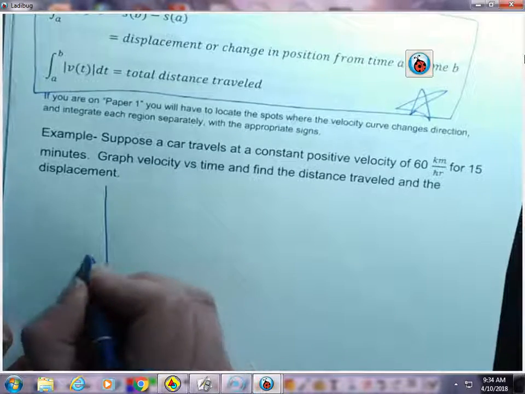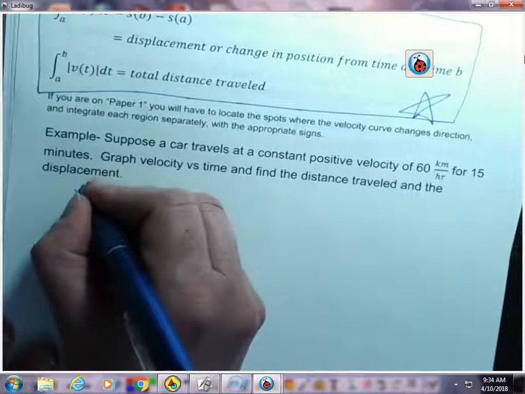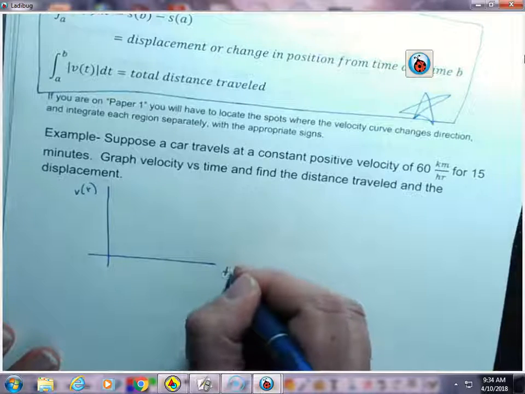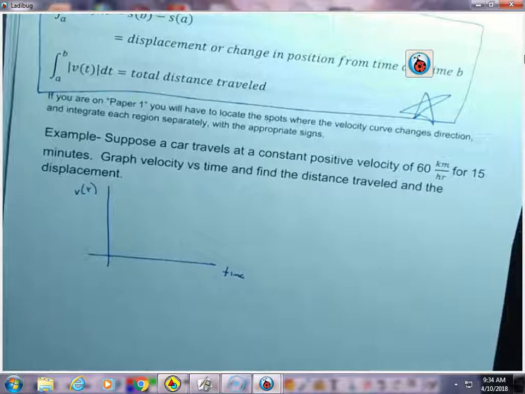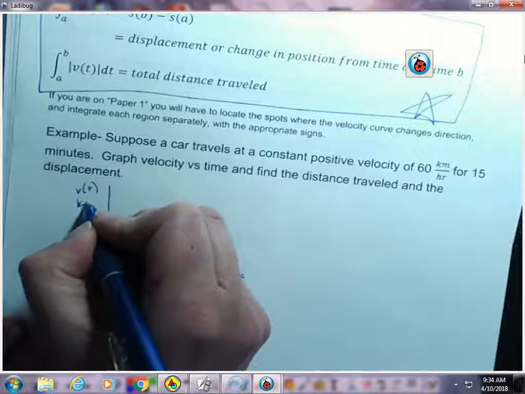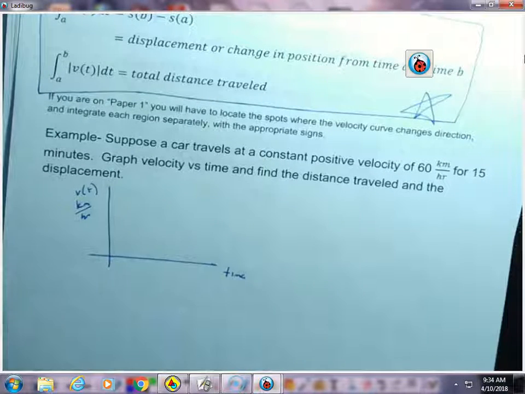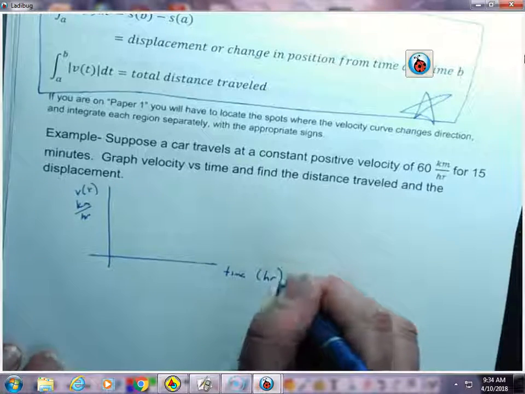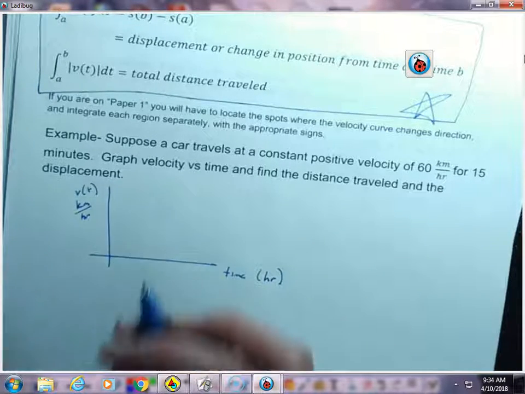So we're going to make a little graph. Velocity versus time. Anytime you make a graph, you need to put the quantities and the units. So what units for velocity? Okay, and what do you want to use for time? Let's do it. That way they match up. I like it.